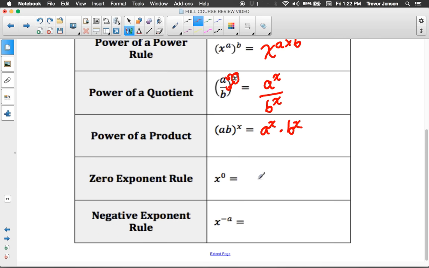And a couple more rules. You would have learned that anything to the power of 0 is equal to 1. And the negative exponent rule: if you have a power with a negative exponent, you can't leave a final answer with a negative exponent in this section. So what you have to do is rewrite this with a positive exponent by writing the reciprocal of it. So it would be 1 over x to the power of positive a.